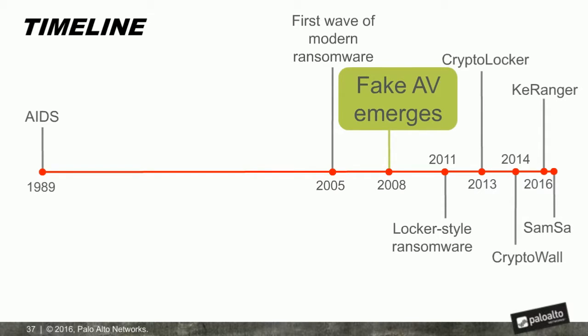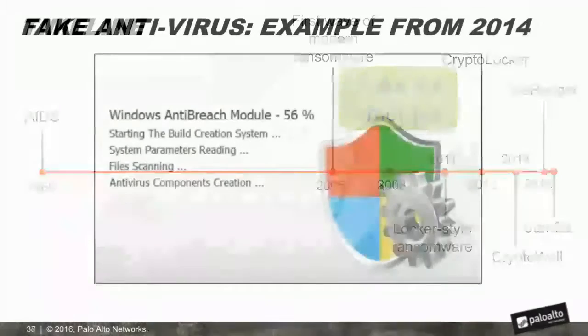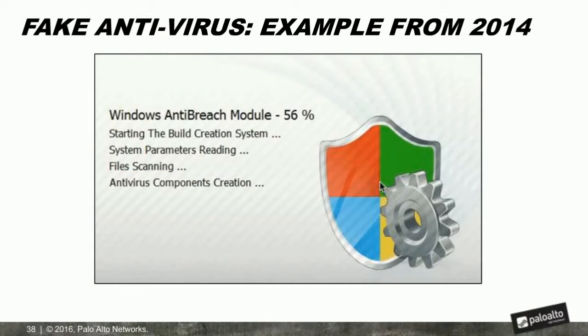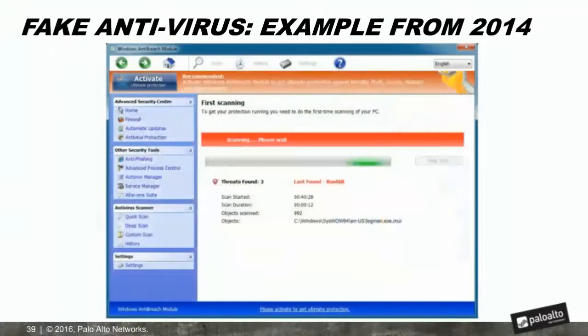A few years later, fake antivirus emerged, and I've caught a couple of examples that I will share with you. In 2014, I was generating exploit kit activity in my test lab and came across something called the Windows Anti-Breach Module. Your Windows host is browsing through the web like you would any other time, just searching for something. All of a sudden, this window comes up. Shortly after that, another window comes up, and it looks like it's scanning your computer for viruses or malware or whatever.